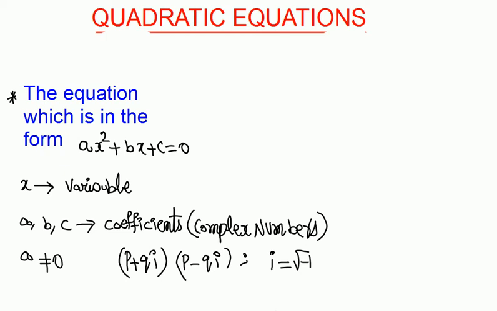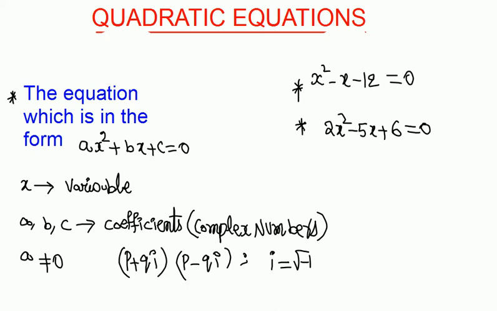Suppose here one example, x square minus x minus 12 is equal to 0. It is a quadratic equation in the variable x. Now I can take 2x square minus 5x plus 6 is equal to 0. So it is also a quadratic equation in the variable x. Now 5x square minus 7 is equal to 0. It is also a quadratic equation.